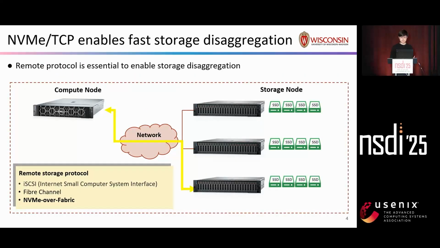To enable storage disaggregation, the remote storage protocol is essential. It defines how I/O requests and responses are transmitted. There are many transmission protocols, such as NVMe over Fabric, iSCSI, and Fibre Channel. Among them, NVMe over Fabric is the dominant one that is used to manage NVMe drives. In this project, we focus on the NVMe over TCP protocol, which is a popular family member of NVMe over Fabric.